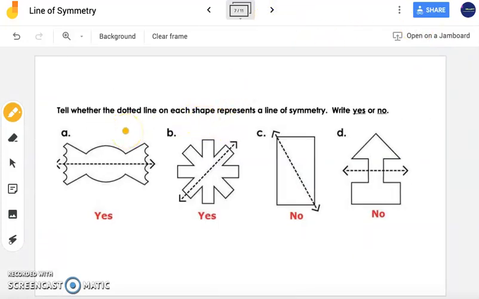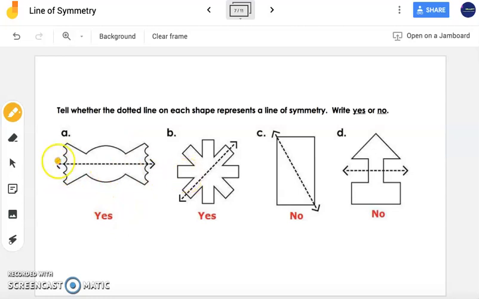Now here we're going to tell whether the dotted line on each shape represents a line of symmetry. And you're going to write yes or no. So in these problems, you are already given the line of symmetry. Some objects you might feel could be symmetrical, but the given line of symmetry does not prove that. So you have to make sure that the line of symmetry that you're drawing or describing for an object is proving that it is symmetrical.